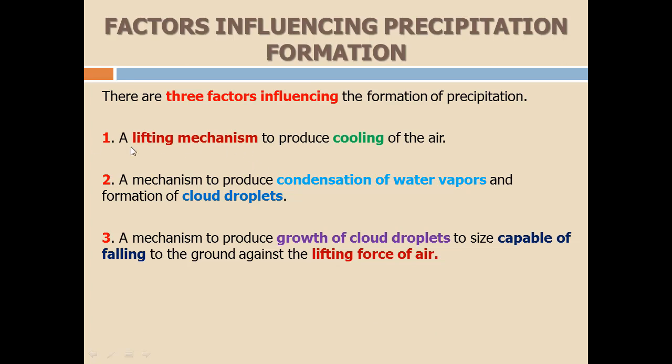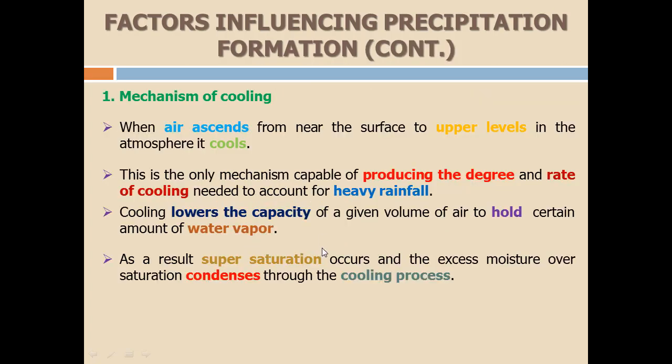So let's discuss these steps one by one. The first step is the mechanism of cooling. How does the cooling process occur? When air ascends from near the surface to the upper levels in the atmosphere, it cools. This is the only mechanism capable of producing the degree and rate of cooling needed to account for heavy rainfall.